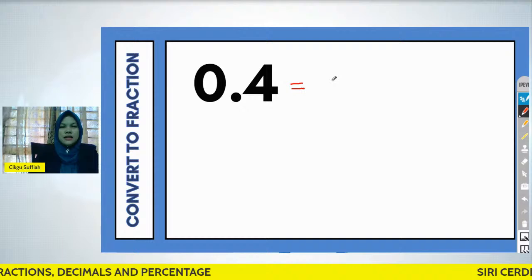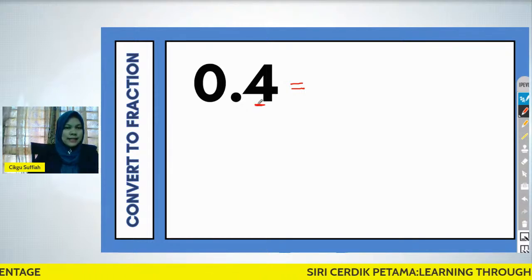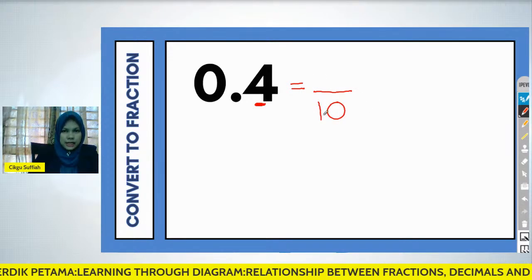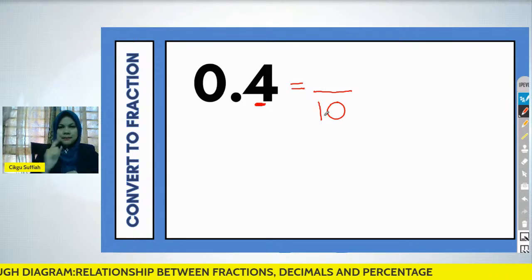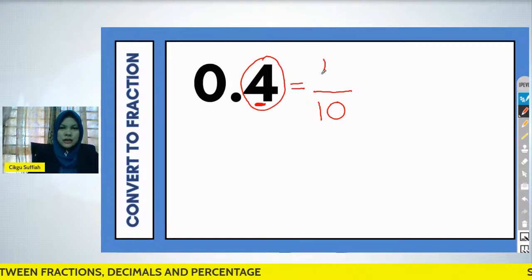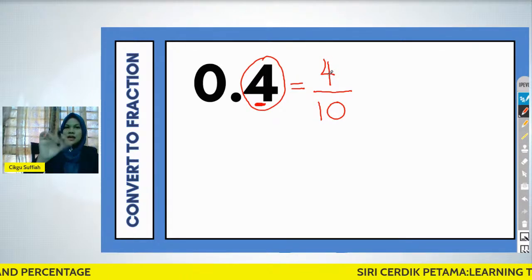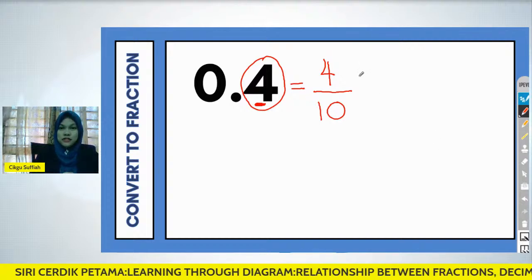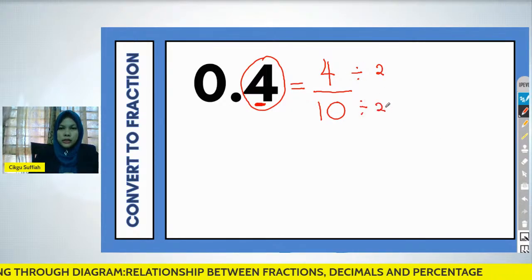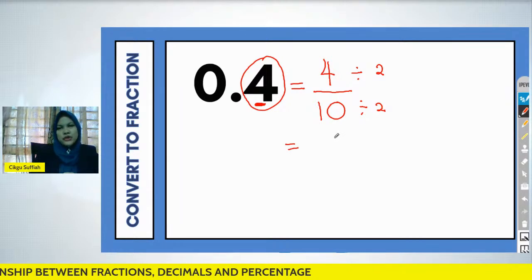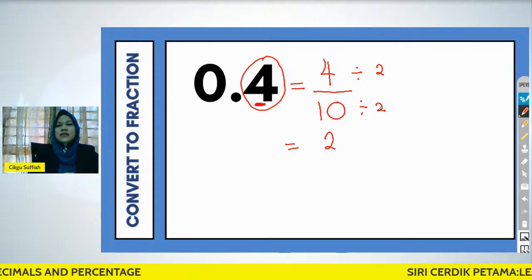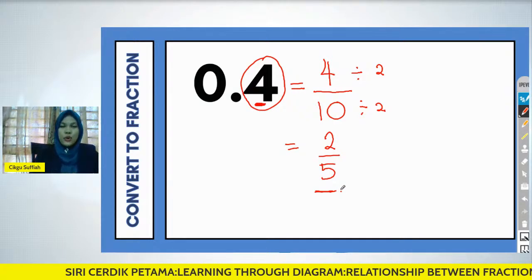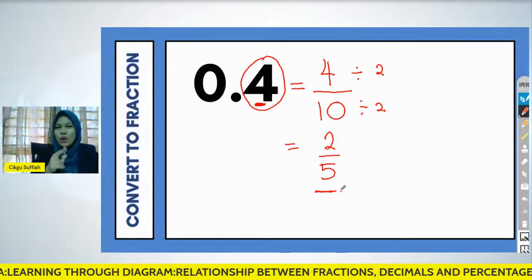Okay, now, as I said, after the decimal point, got 1 digit, right? 1 number, right? So put over 1 digit, meaning 10. Stop for a while. First step. This 4, just write it down on top. Okay, so if you know how to write this down, it's good enough. Because the next step, you just need to simplify, which is divide by 2. So 4 divided by 2 is 2. 10 divided by 2 is 5. Slowly, slowly. So you got 2 over 5. So bear that in mind, 0.4 is 2 over 5.